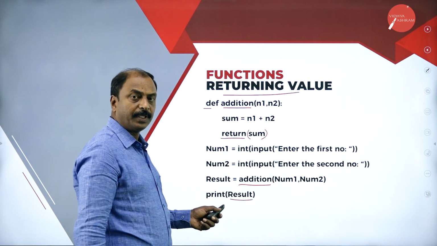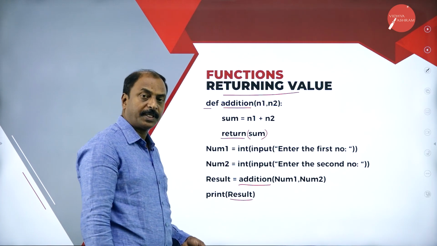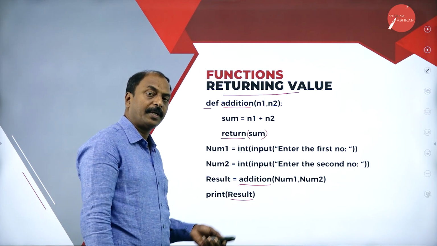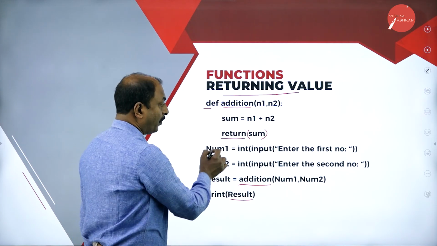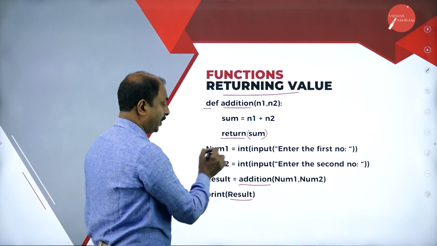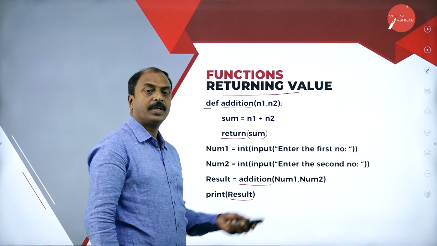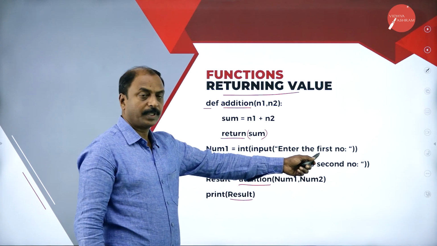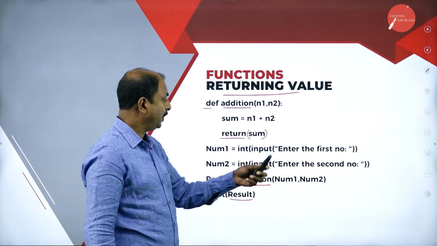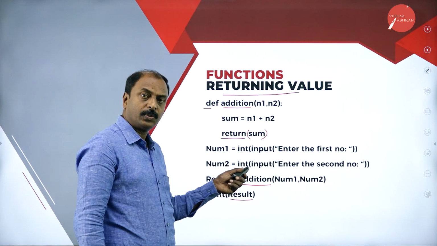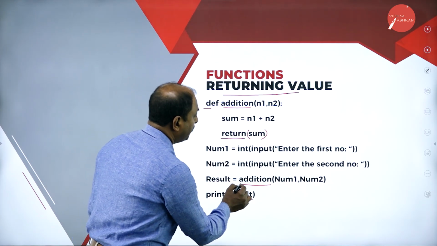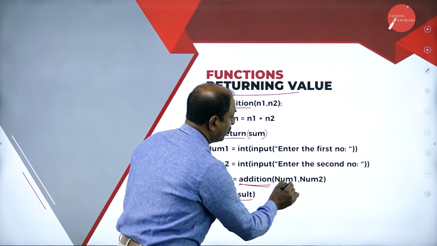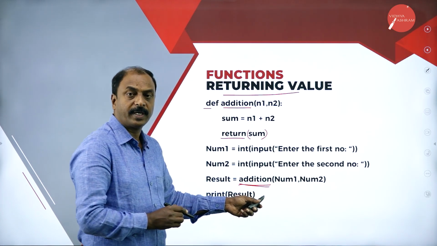So in this example, how does the computer execute the statements? In the first line, we are defining a function. After this, the next statement would be num1. With the help of this, we are going to accept the first value from the keyboard. And the second value will be accepted through this statement. Next one is result equal addition num1 comma num2. Here we are invoking the function.